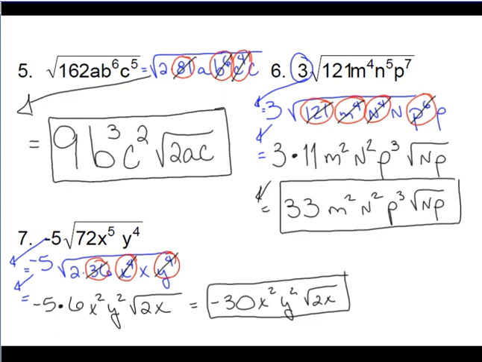I'm going to go through and find the pieces underneath the radical that are perfect squares, whether it be with the number or with our variables.